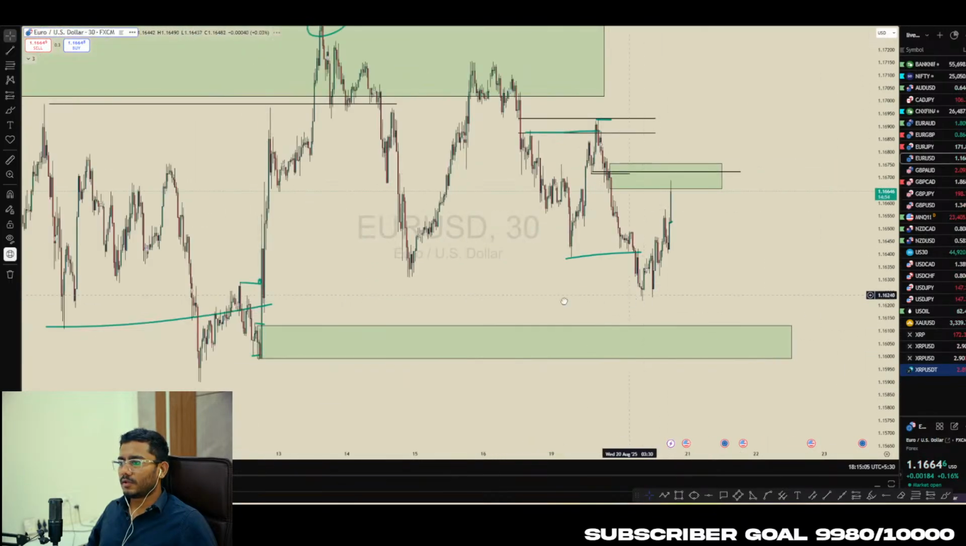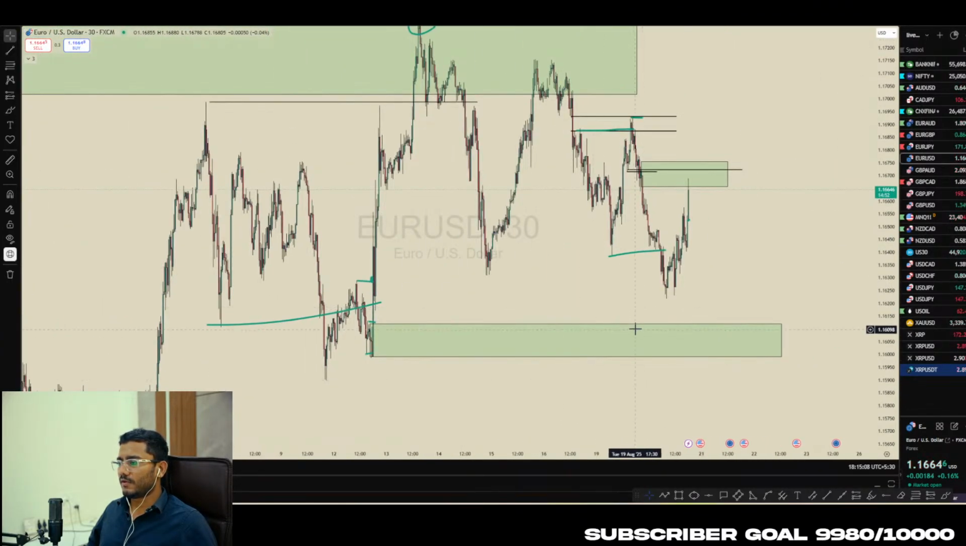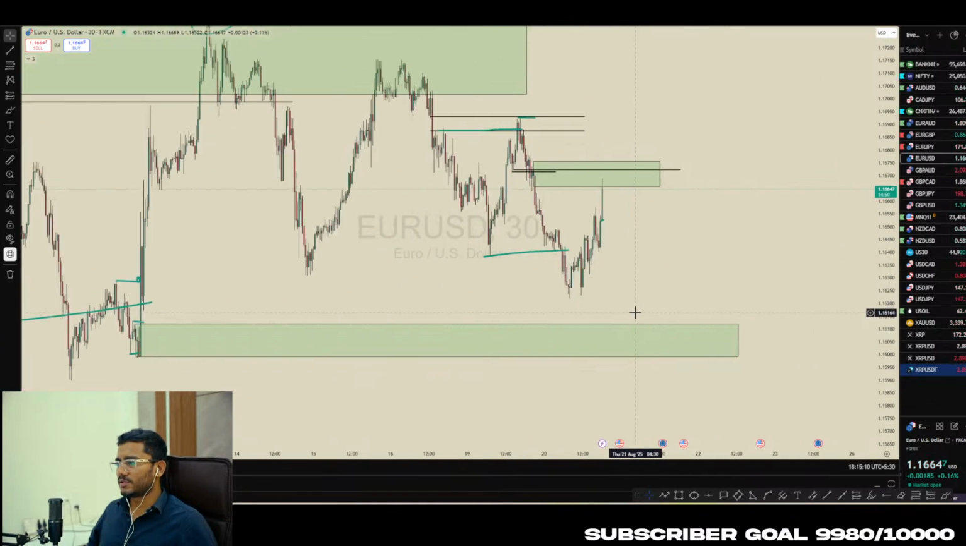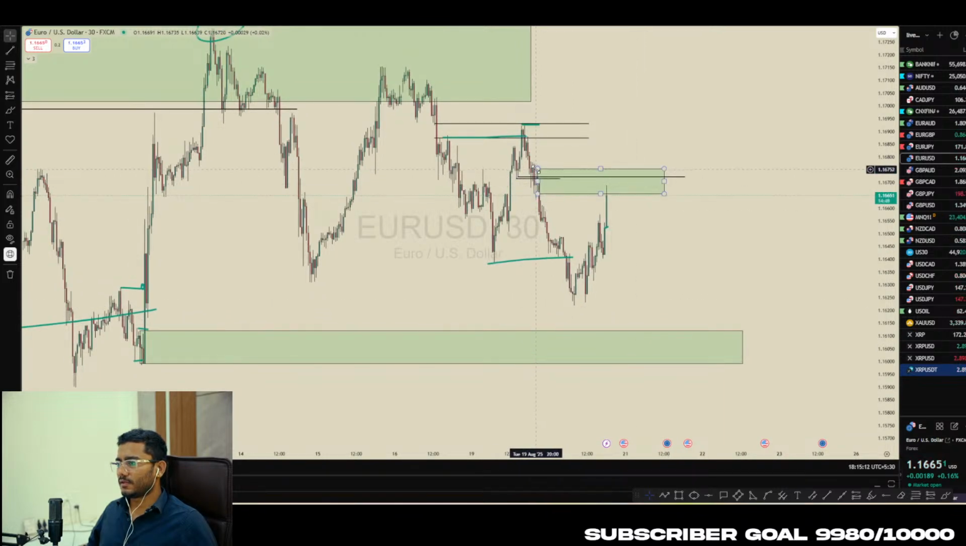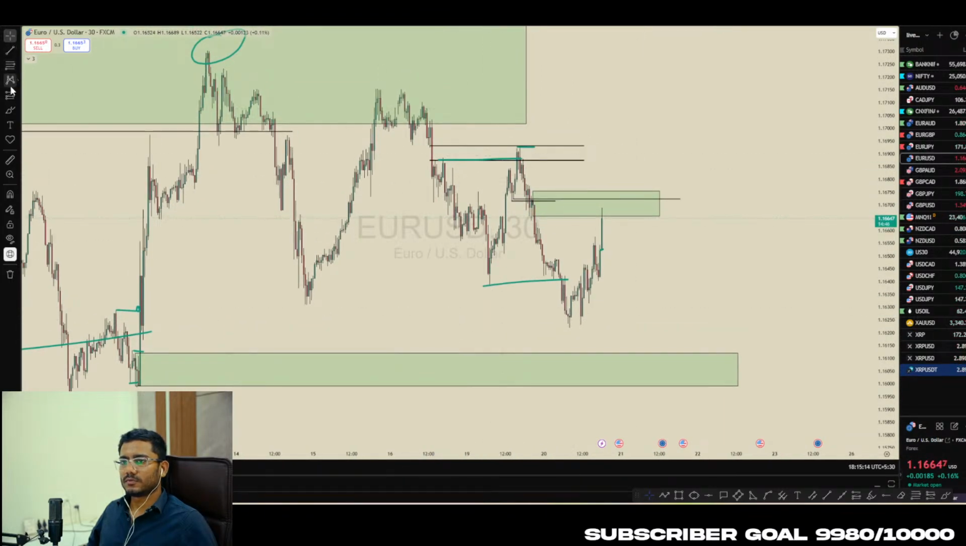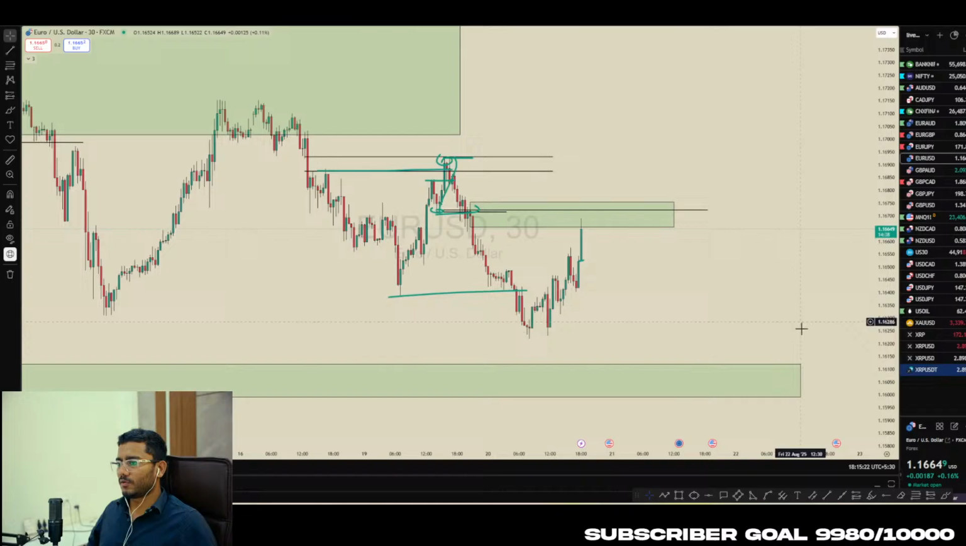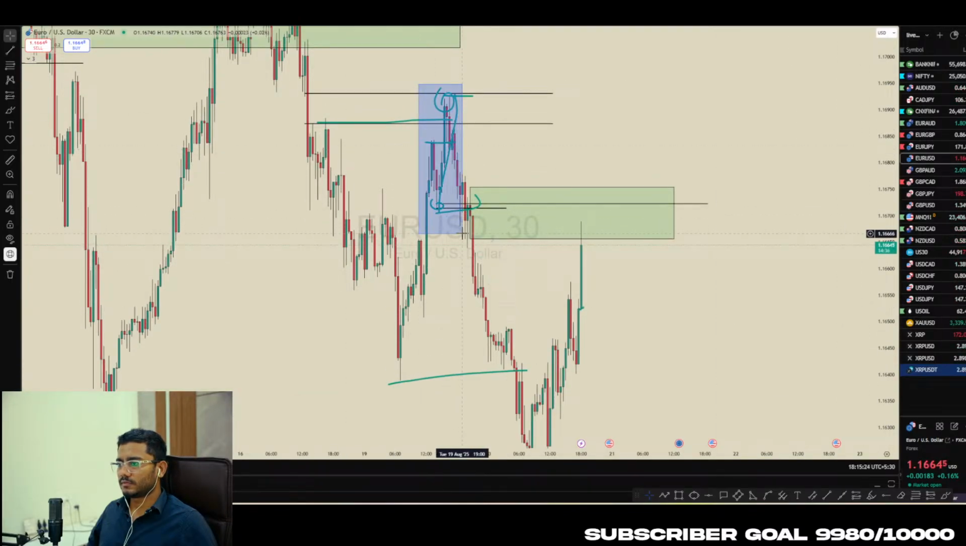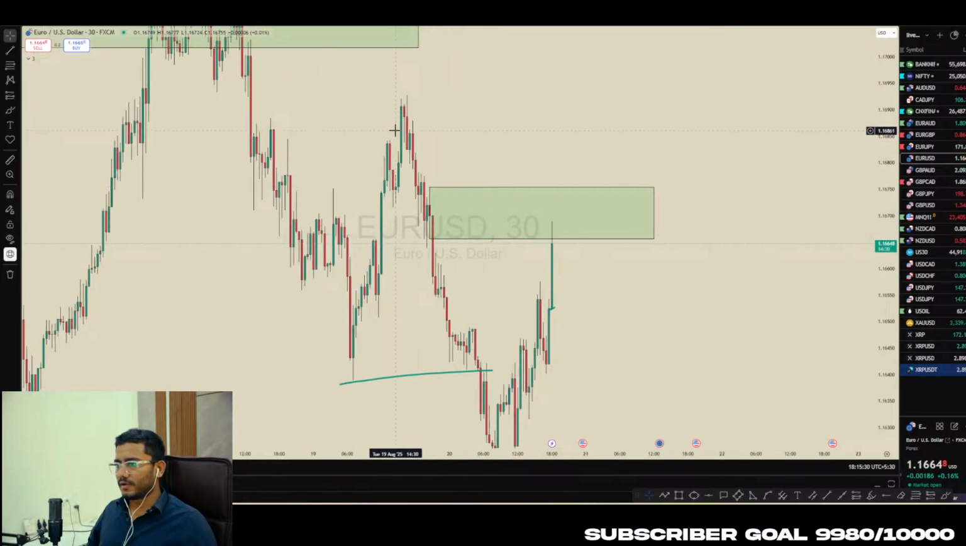Euro USD, okay, I'll explain again. So we have this buy side area on Euro USD, and this is the order block where price moved with the previous liquidity and then gave a structure break. And if you look at this area, everything above this structure has been mitigated. So we can see this candle has been mitigated.